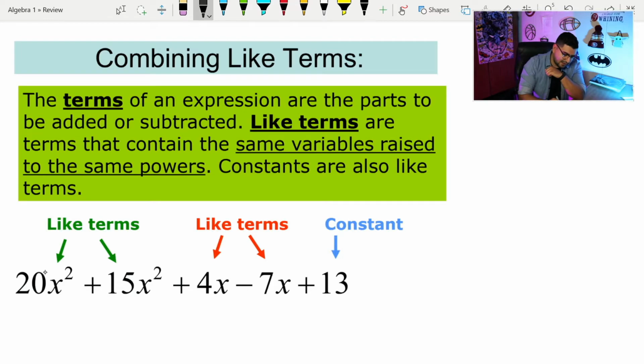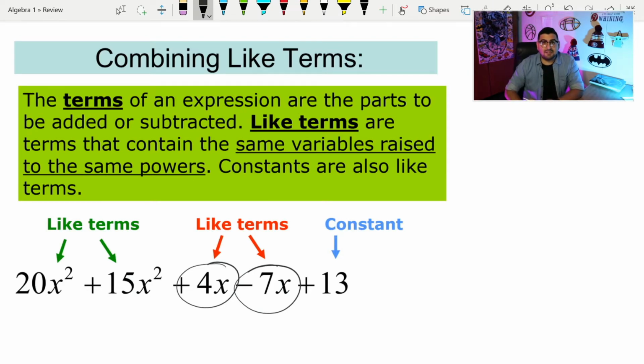So if I look here, I can see that the first two are like terms because they both have the variable x, and that variable x is also raised to the second power, making these two like terms. I can also see that 4x and negative 7x are also like terms, because they both have the same variable x, and it's raised to the power of 1, we just don't see it. Lastly, there's constants. A constant is what we call a term that doesn't have a variable raised to a power, or a variable in general. Constants can actually be like terms with another constant.